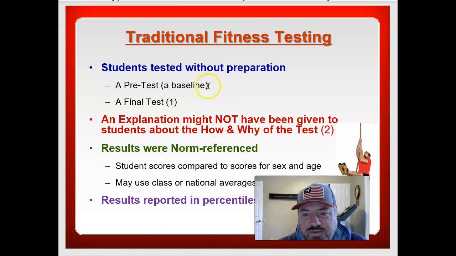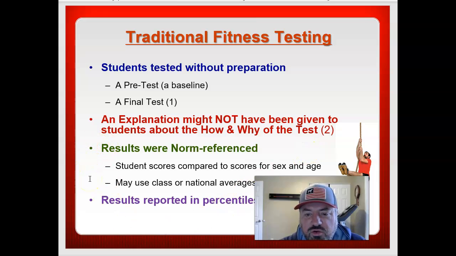Traditionally, most students would get out of shape in the summer and get in shape when they were in regular PE during the school year. An explanation might not have been given to students about the how and the why of the test, so there was usually a lack of motivation. Should there have been some preparation? Should there have been multiple opportunities for success? All right, we need to think about that when we design our activities. When we talk about the hows and whys, if students understand that, that usually improves motivation. We can discuss this and then have students set goals, and that also leads to increased motivation.